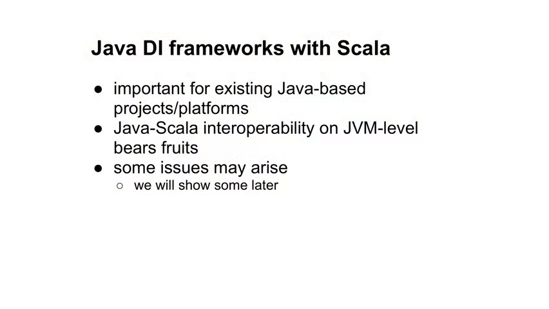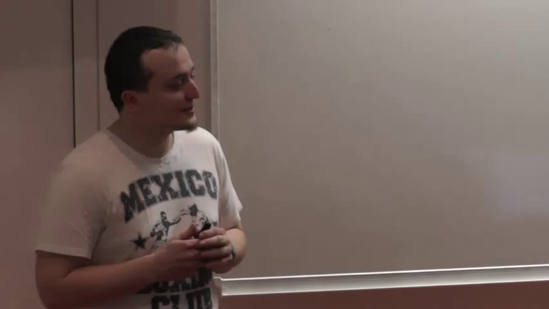And the reason the stuff just works most of the time is because the bytecode is the same. Scala classes compile to basically the same bytecode as Java classes, so the Java dependency injection frameworks don't really see any difference most of the time. And as with everything, there are some issues, and we'll get to them later.